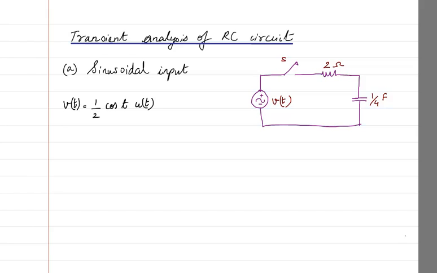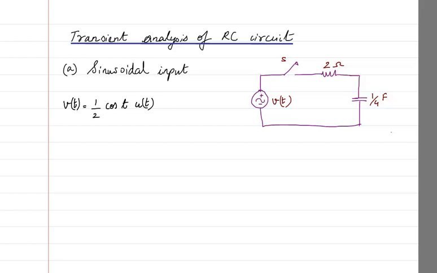Hello students, next we look into the transient analysis of RC circuit. The transient analysis of RC circuit basically has a resistance and a capacitance instead of an inductor. And as you can see in this circuit, we have 2 ohm for resistance and 1/4 farads for capacitance.